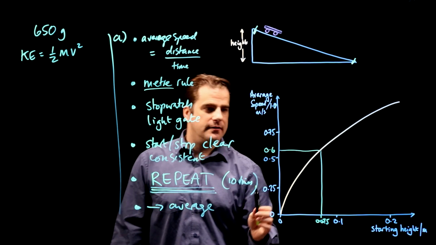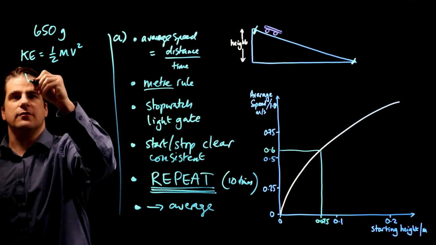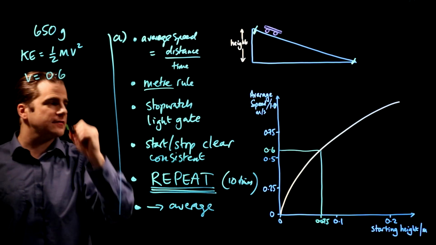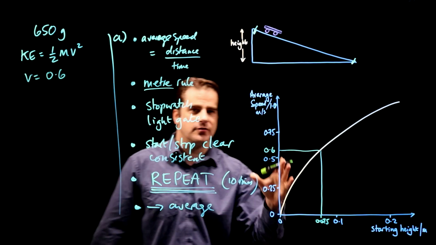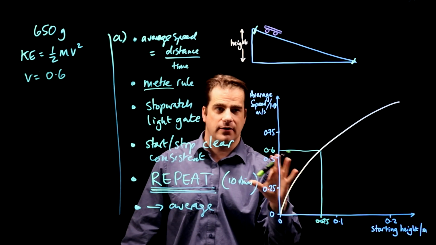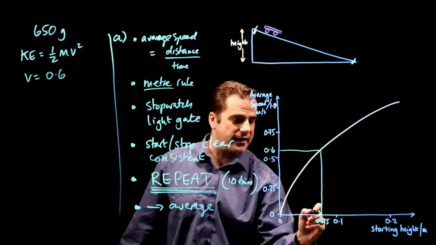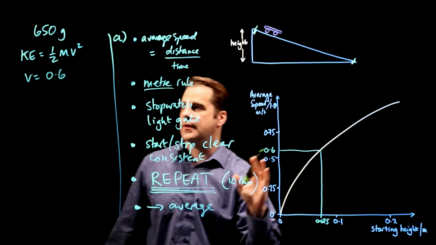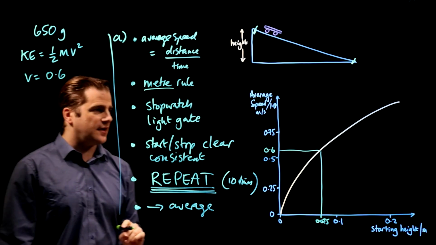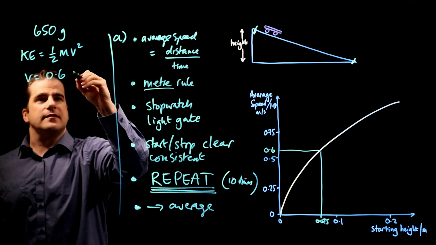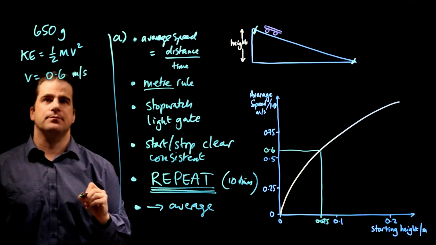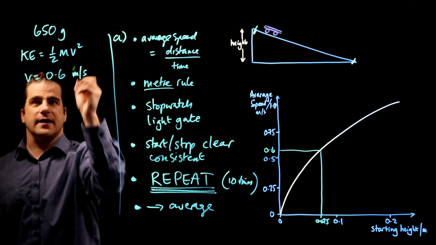So the speed is 0.6. So v is 0.6. If you get 0.61, 0.59, something like that, that's fine, okay? As long as you're as accurate as you can be when you go up and along. Okay, I'm going to work with 0.6 meters per second. Right, so stick it in.